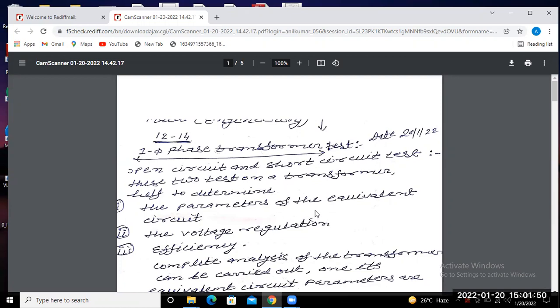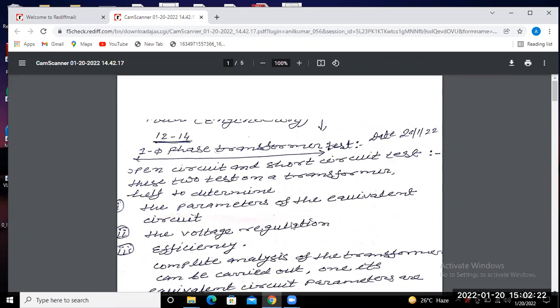And the power required during these two tests is equal to the appropriate power losses occurring in the transformer. You know that two types of losses take place. One is core loss, another is ohmic loss, due to resistance. So if we obtain the total losses, then we are able to find out the efficiency of the transformer.